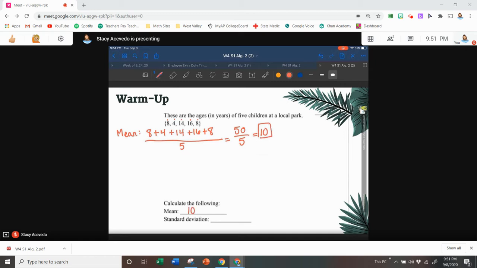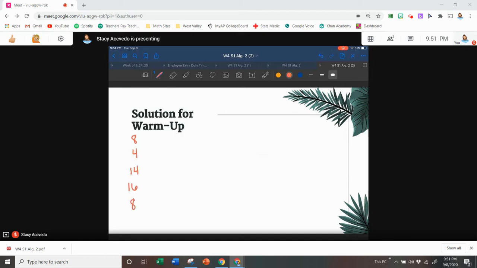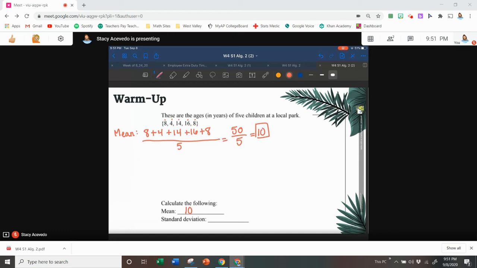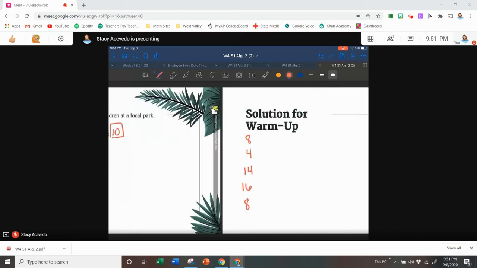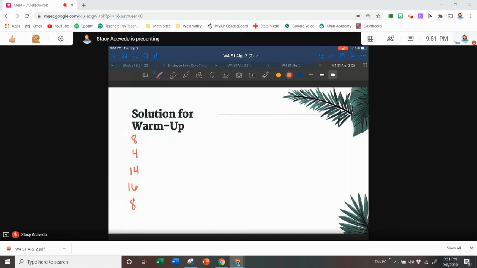Now go ahead and find your standard deviation. All right, so here are our data values. Keep in mind, our mean is 10. So I'm going to jot that down here. Our mean is 10 because we have our values of 8, 4, 14, 16, and 8. We want to find the distance from the mean for each of these values. So we're going to subtract 10 from each of these.